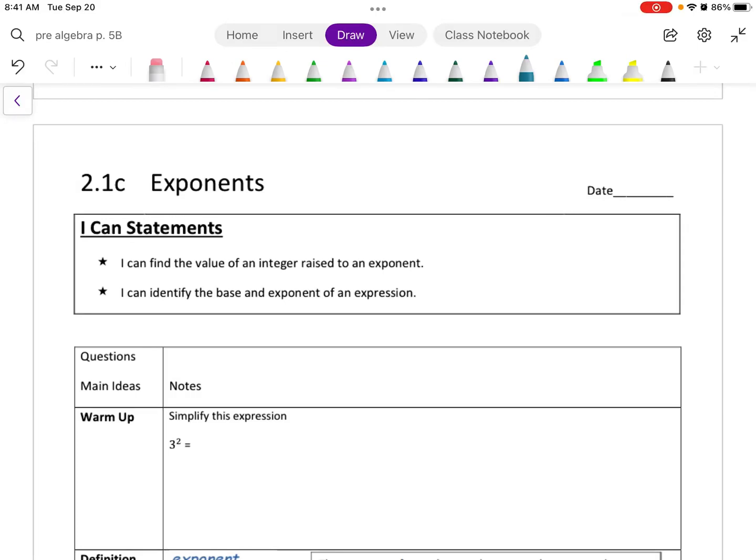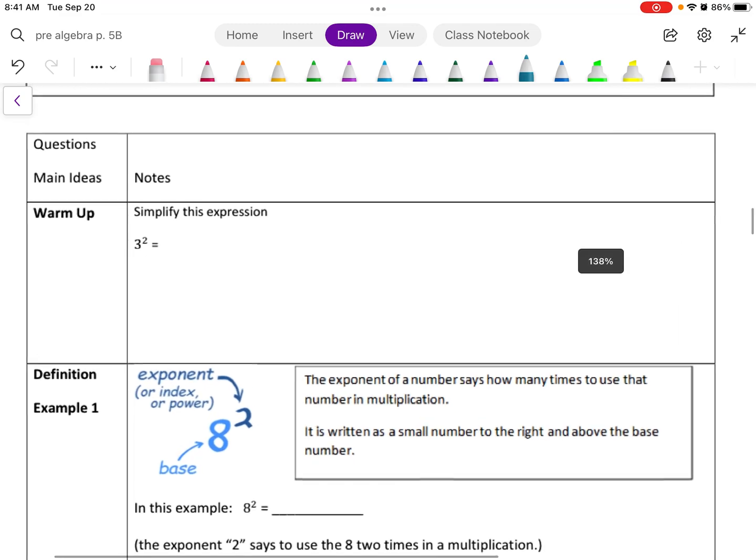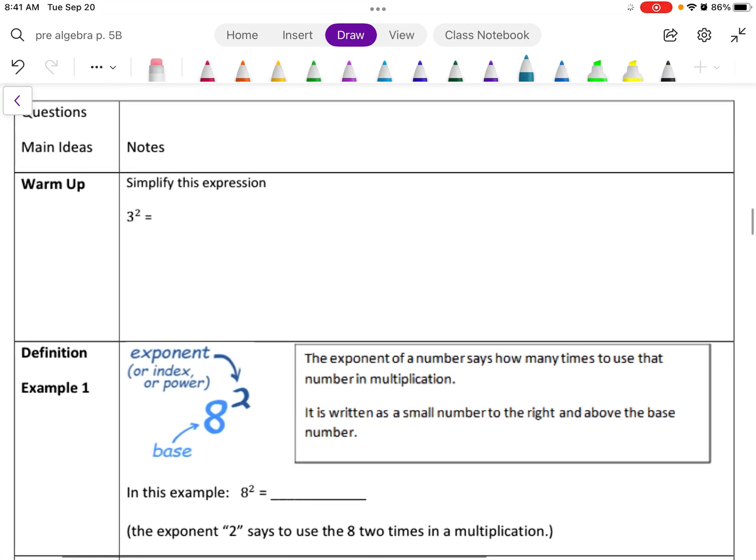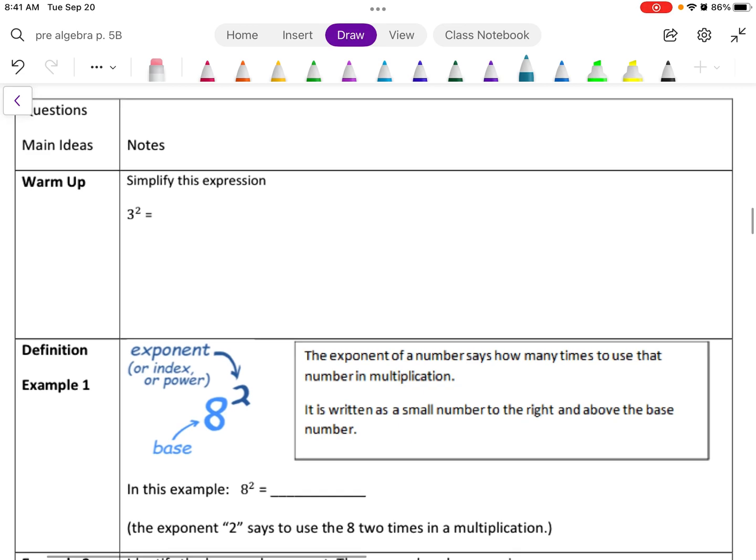2.1c is on exponents. So to warm up, we want to simplify the expression 3 squared. 3 squared means we have 3 two times, so it means we're taking 3 and multiplying it by itself. 3 times 3 is 9.